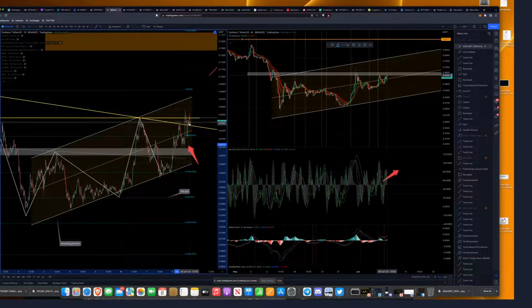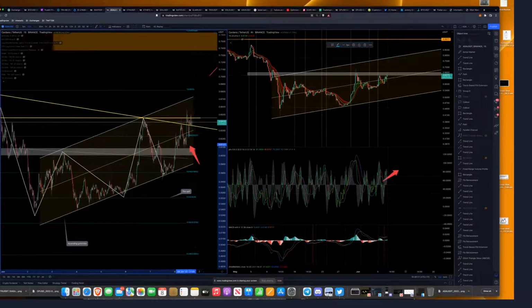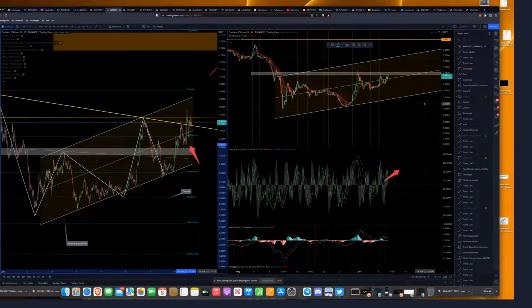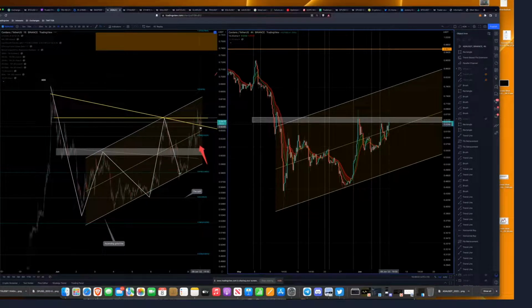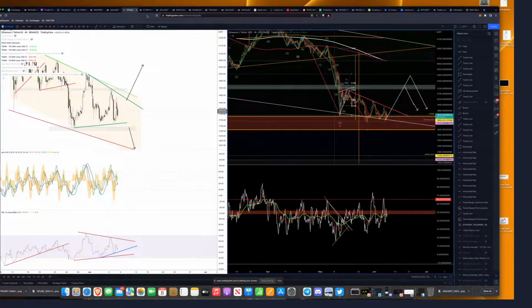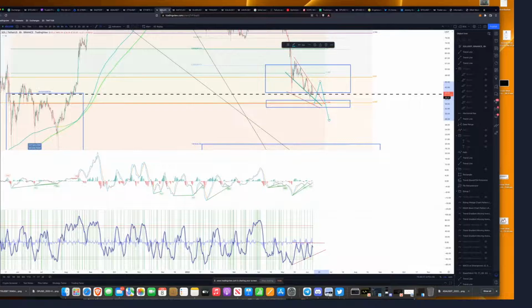ADA's trying to hold this level. Great. So you can see ADA on this level. That's a breakout trade. If it breaks above it, it should go long. In the shorter time frame, it's actually looking to hold this level. So it's looking good. ADA's looking good. Ethereum sideways. Solana, bad.